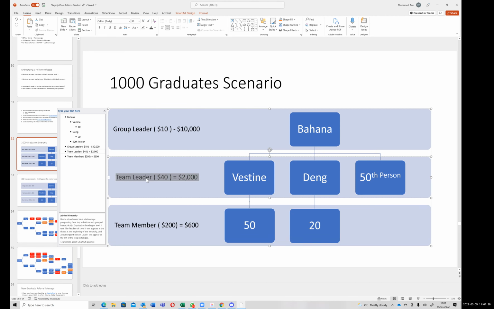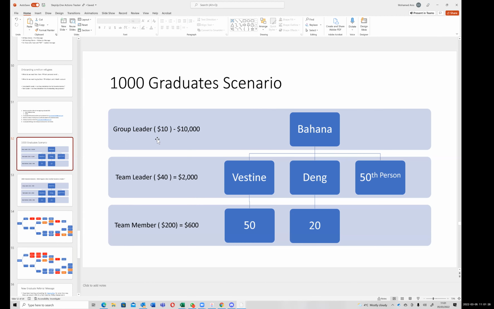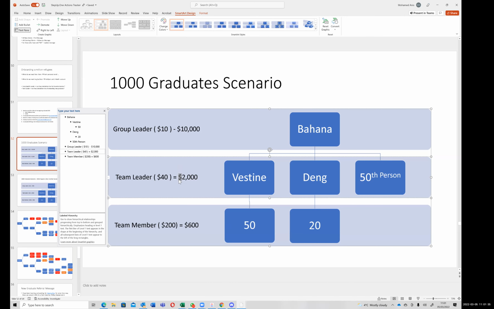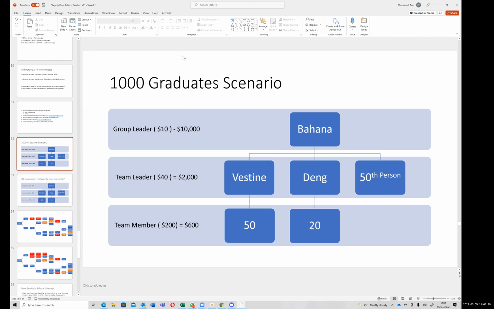Basically, even though it will take you some time to get a group of 1,000, you will still be making money as a team member for a few people. It's going to be very hard for you, but at least as a team leader. Yeah. So we can play this game and see where it takes us.